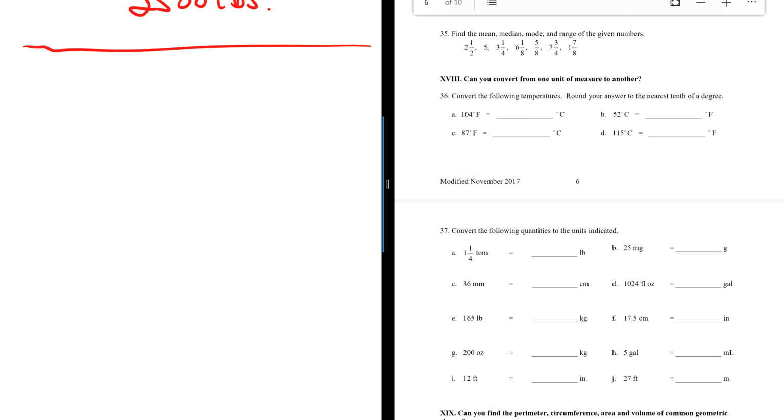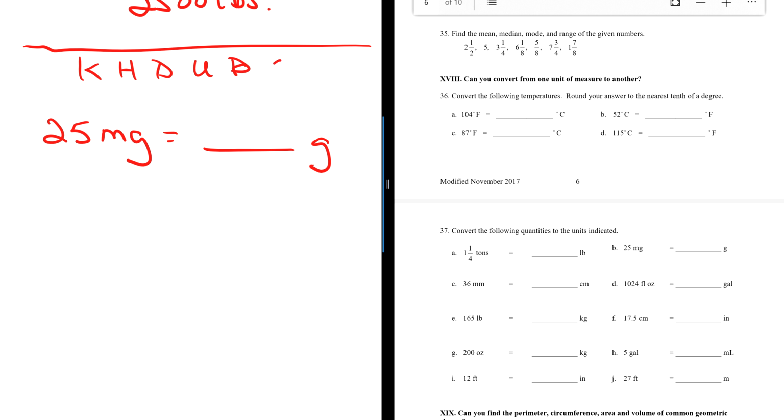Let's see, can I do these? I don't have the conversion sheet. Let's try doing some of these. I've got 25 milligrams. That equals how many grams? And remember, I need King Henry, who doesn't usually drink the chocolate milk. That makes it easy for me to do the conversion.